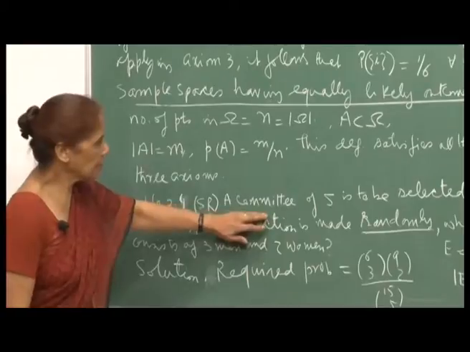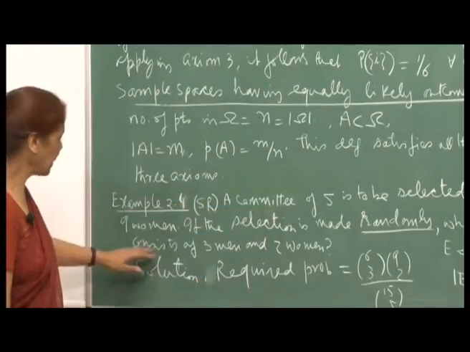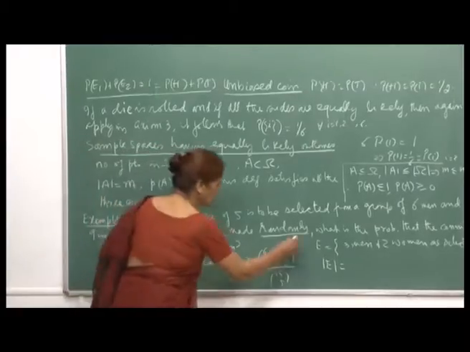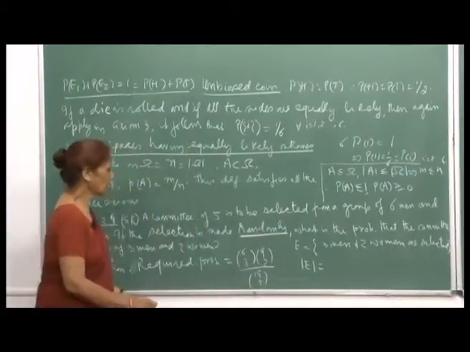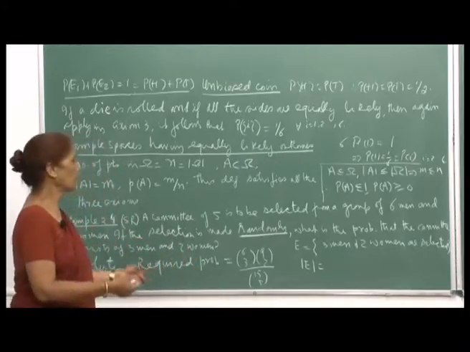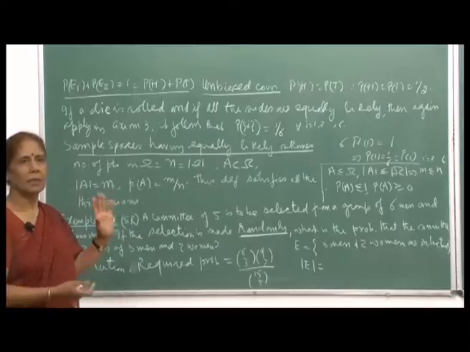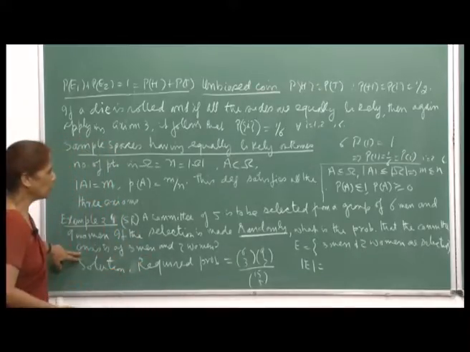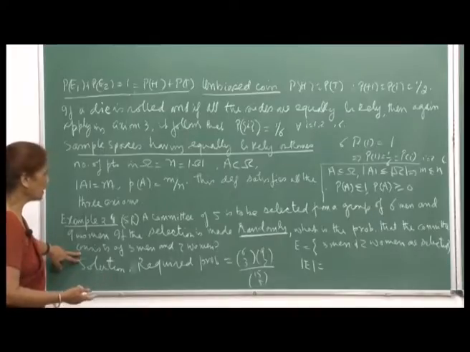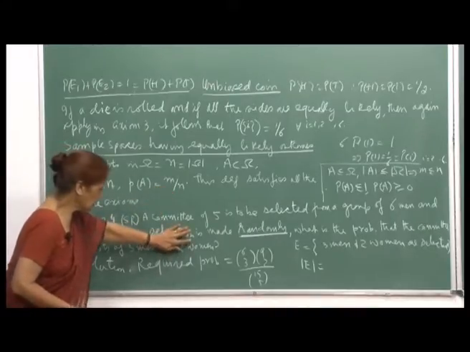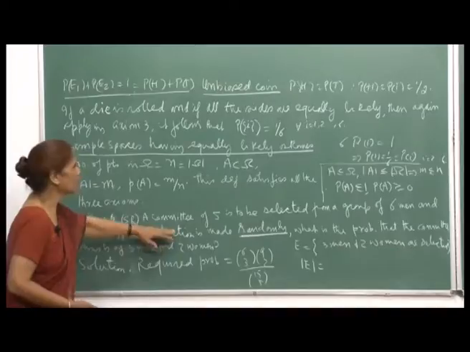Here, a committee of 5 is to be selected from a group of 6 men and 9 women, right. Now, if the selection is made randomly, so this is important. Since the selection is made randomly, that means that the choice of any of the men or any of the women is equally likely. Under this assumption, what is the probability that the committee consists of 3 men and 2 women?